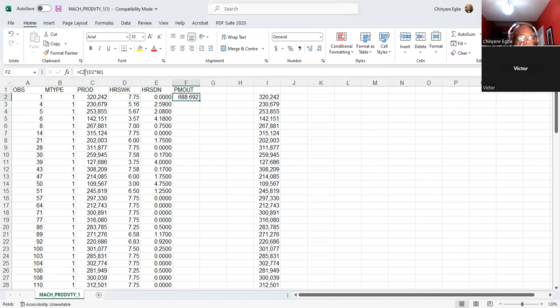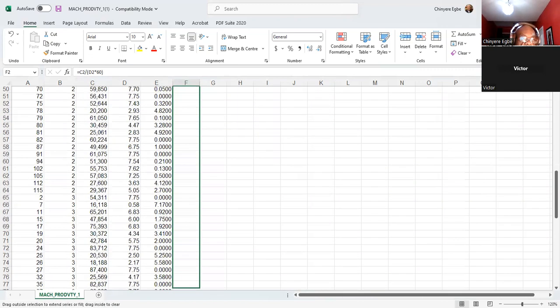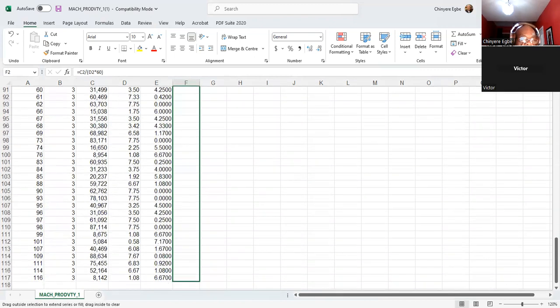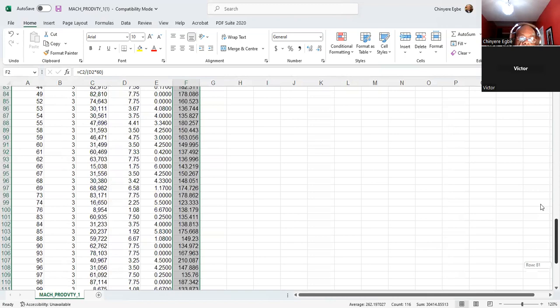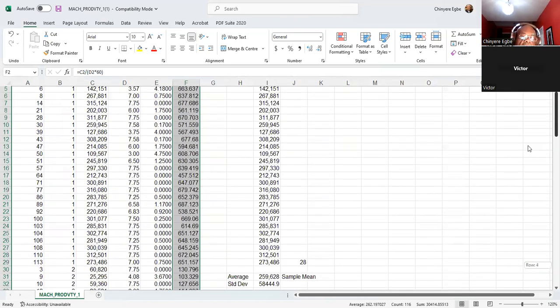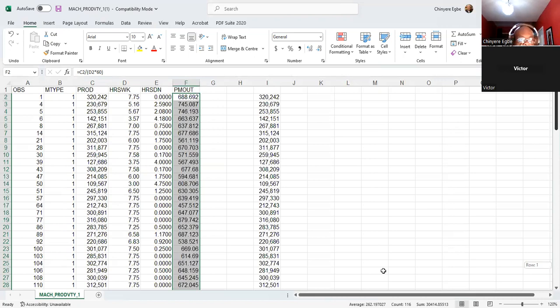Okay, so that is C2, which is the daily output, divided by D2 times 60. You see it? Yeah, C2, the production rate divided by the hours worked, times 60 minutes. And so you drag it down, and for each machine, you get its per minute output. That is the output per minute.